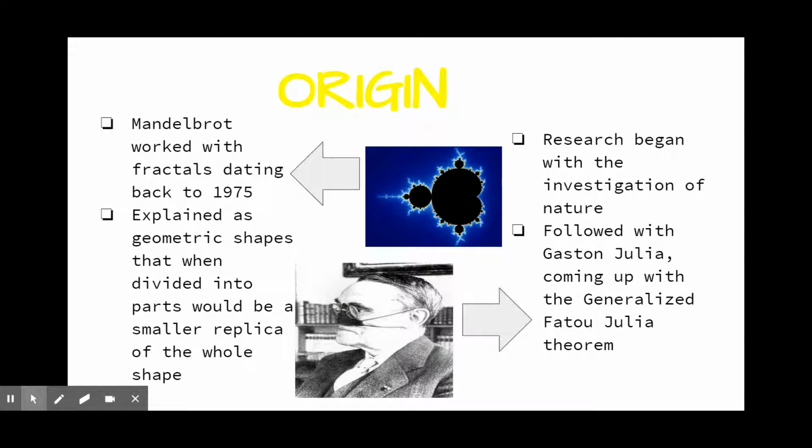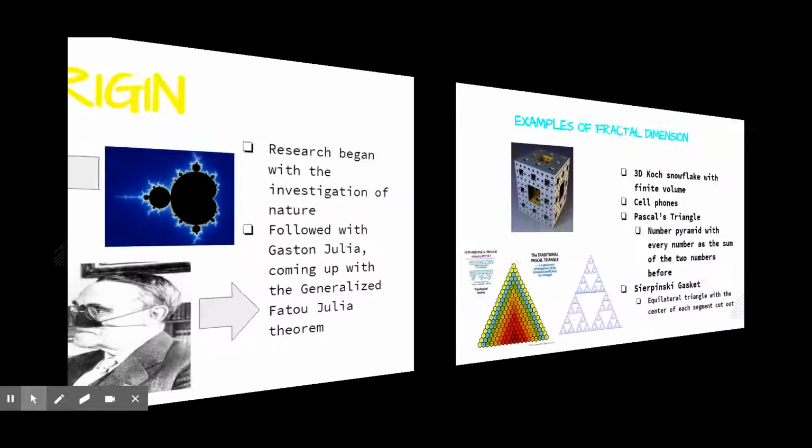Now, what's its origin? Well, Mandelbrot worked with fractals dating all the way back to 1975, and they were explained as geometric shapes that, when divided into parts, would become a smaller replica of the whole shape. Now, research with the investigation of nature allowed further theorems to develop regarding fractional dimension, which is part of the reason the generalized Fatou-Julia theorem came into existence.